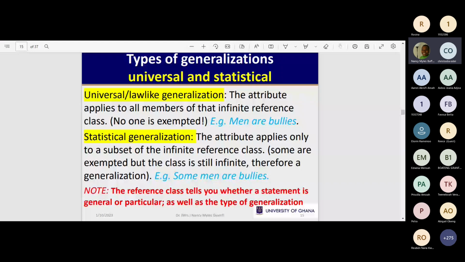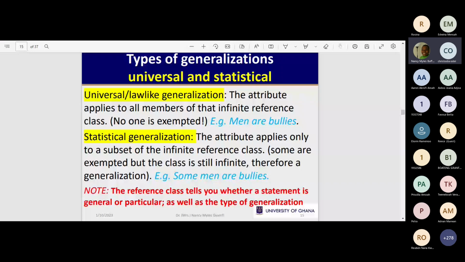So we are back on the statistical one. What is its nature? It's a type of generalization too. What does it say? You have made a general statement, yes, but you recognize that there are possible exceptions to the set. Some men are bullies. Most women are bullies. 2 out of 10 Ghanaians live beyond 80 years. These three statements I just gave you are all generalizations. Don't be deceived. They are just general statements that make exceptions, leaving out certain members of their infinite reference class, from the way they are speaking.